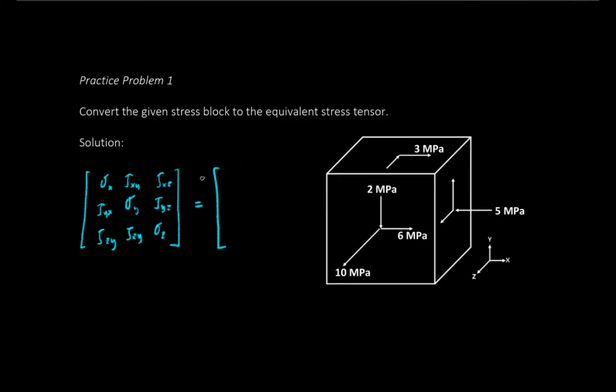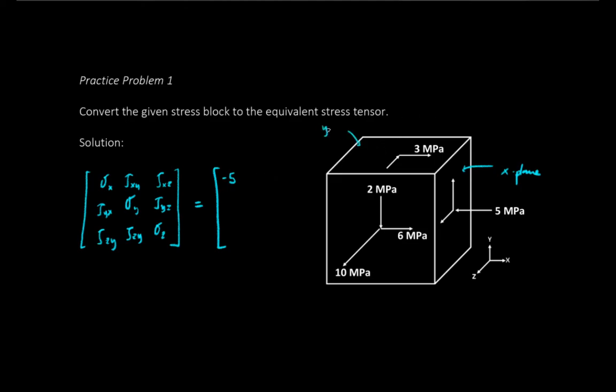Sigma x is just the normal stress moving in the x direction onto the x plane. So this is our x plane, and we have 5 megapascals. That is a compressive load, and our convention is that a compressive load is given a negative value. Okay, that's -5. Then let's look at the y plane.